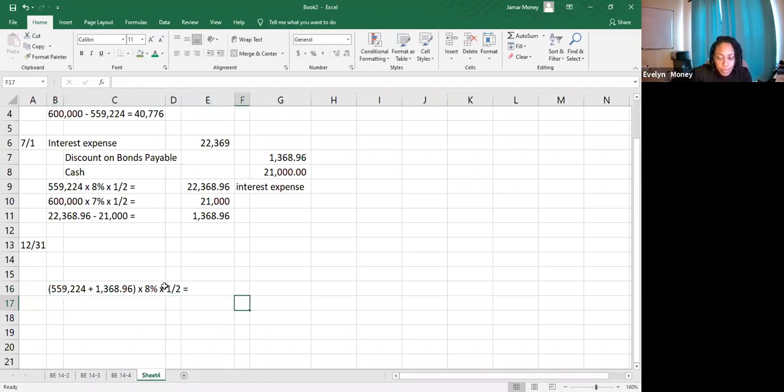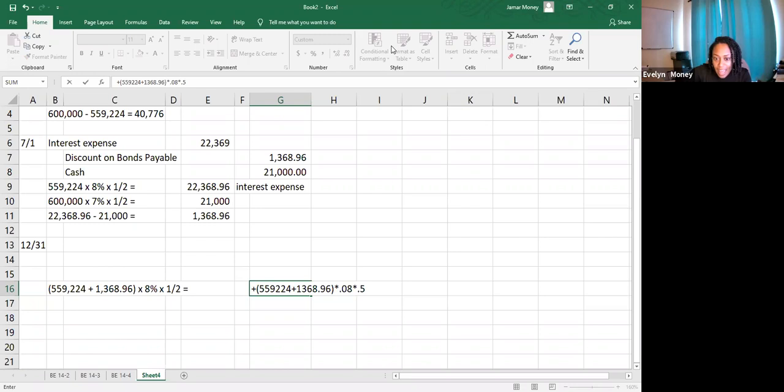Now, let me do my work here and put in my number. And ignore me for a second as I type in my formula. Yes, I could have set this up with beautiful formulas all over the place, but I don't want to turn this into an Excel class. 8 times a half, and I got 2. I don't like this number. Let's see, I did something wrong. 559,224.